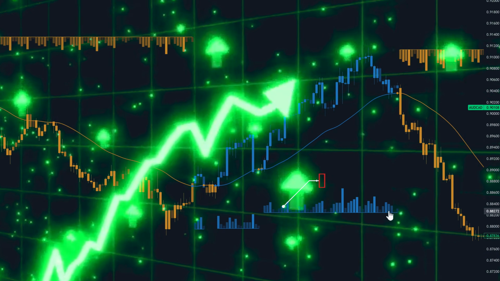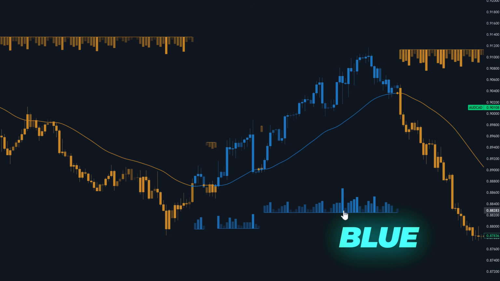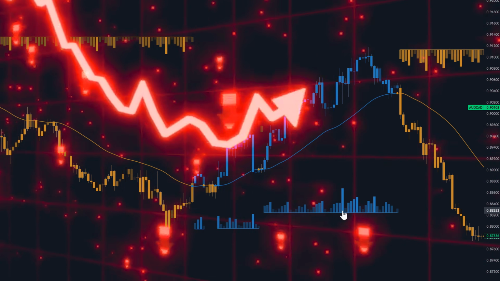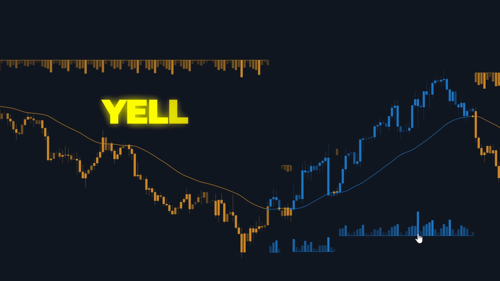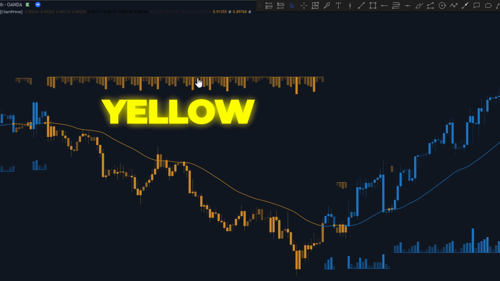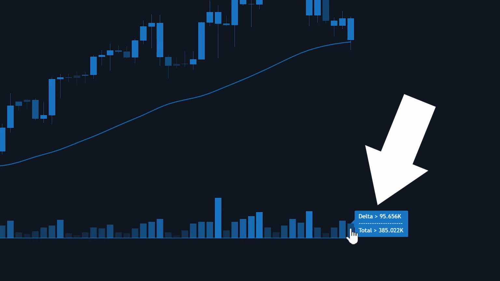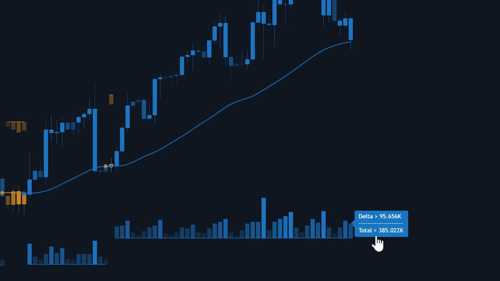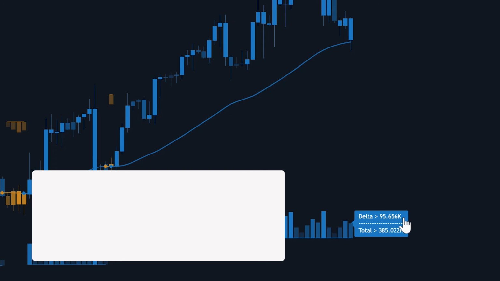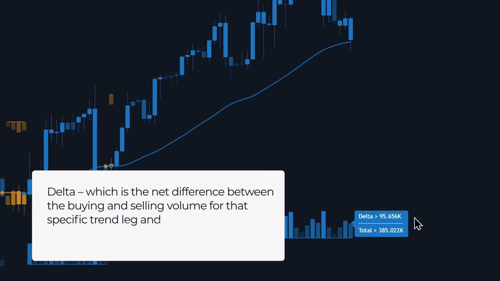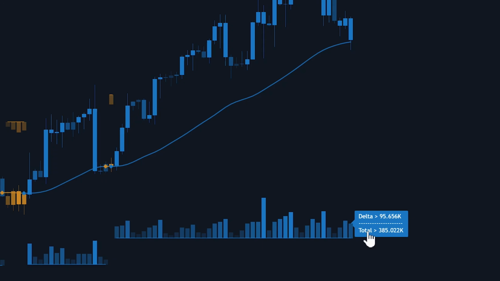Then there's the volume histogram. For bullish trends, you'll see blue histogram bars plotted just under the main price action, kind of forming a zone. For bearish trends, it flips, and you get yellow histogram bars plotted above the price action. Finally, you'll see these panel labels usually appear near the end of a trend zone, showing the delta, which is the net difference between the buying and selling volume for that specific trend leg, and the total volume accumulated during that trend. This gives you a quick summary of the volume dynamics for that move.